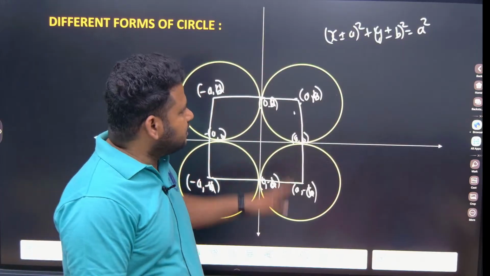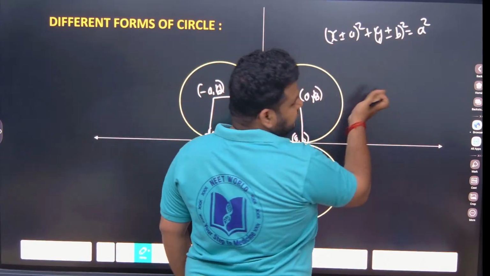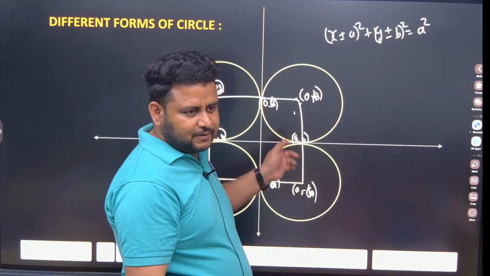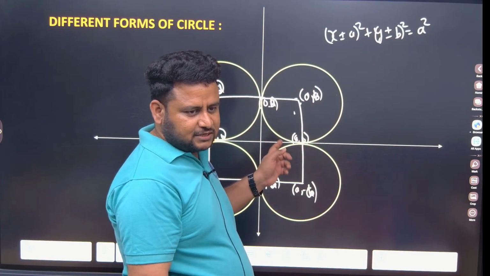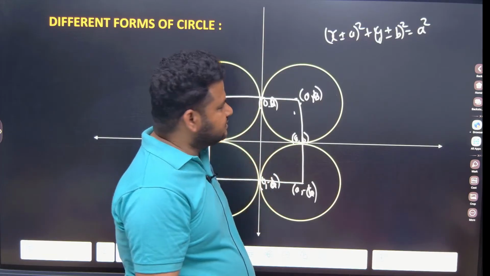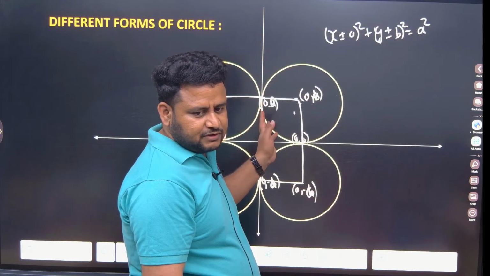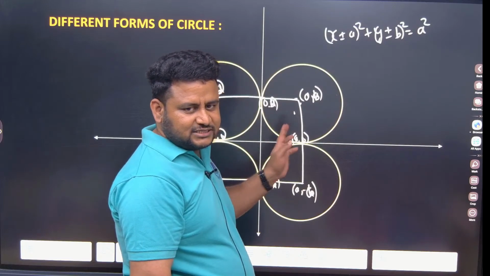Got it? So you can do it like this. If it is a squared, you can expand this. Wherever it is, x squared plus y squared is common. Next, plus or minus will come: plus or minus 2ax plus or minus 2by plus a squared is equal to 0. Here b squared won't come. Clear? Plus or minus 2ax plus or minus 2ay plus a squared is equal to 0.